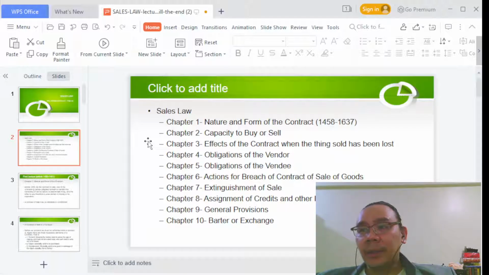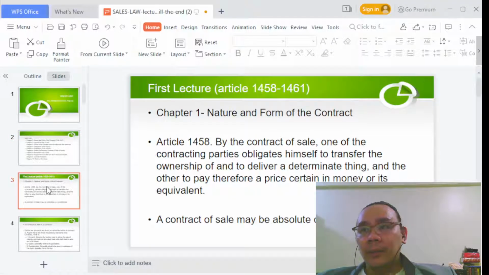Chapter 6 is actions for breach of contract of sale of goods. So if the other party breaches or does not perform his obligation, what are your causes of action against that person? Chapter 7 talks about the extinguishment of a sale. Chapter 8, assignment of credit and other incorporeal rights. Chapter 9, general provisions. And Chapter 10 would be barter and exchange. So for today, we will just be discussing Chapter 1. This is the first lecture, and this is found in Article 1458 to Article 1461. Chapter 1 talks about the nature and the form of a contract.